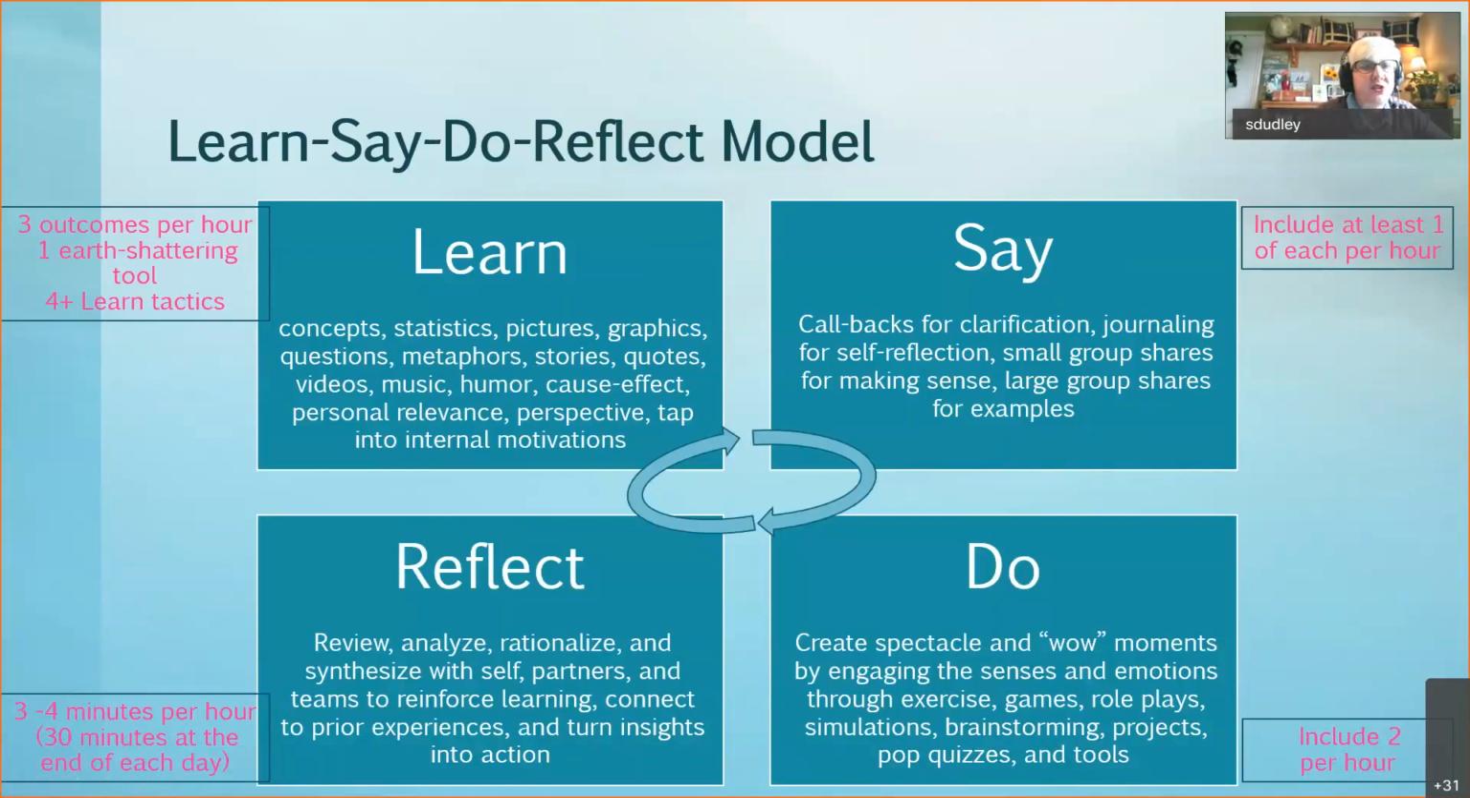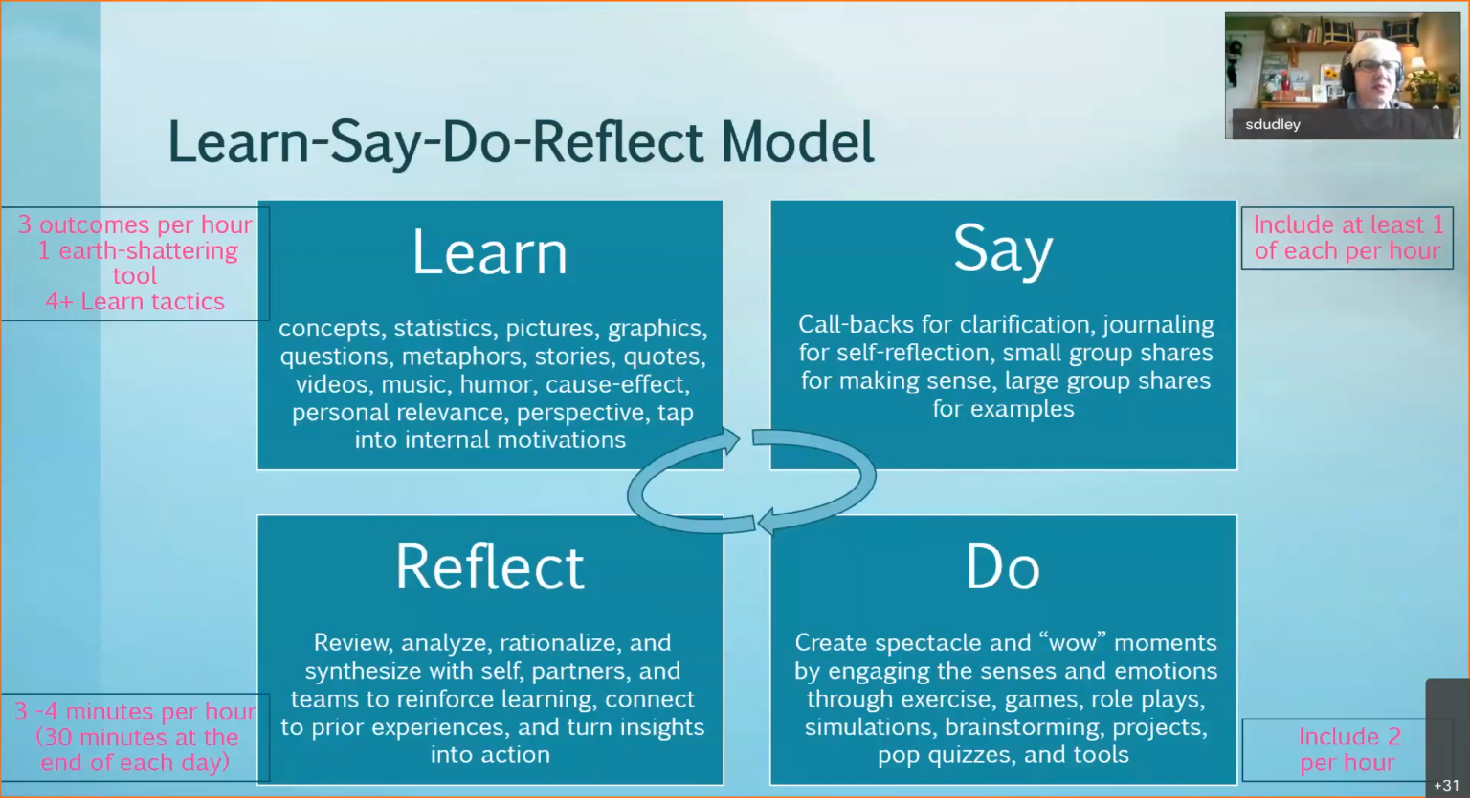It was in this article about how we're doing webinars all wrong and how we should be providing our participants with a digital experience. So this model suggests that we provide opportunities for our participants to learn, say, do, and reflect all throughout the course we're teaching them. So we should be teaching them, or they should be learning, 3 outcomes per hour and 1 earth-shattering tool. So a total of 4 or more of those learn tactics from that upper left-hand box.